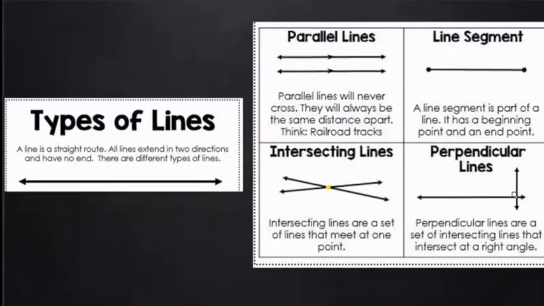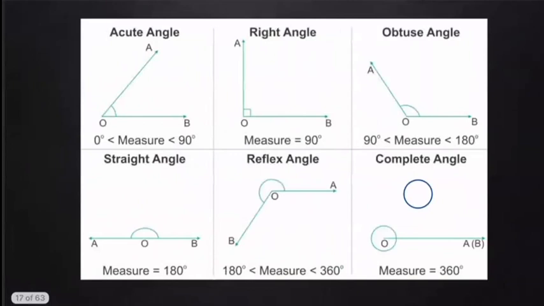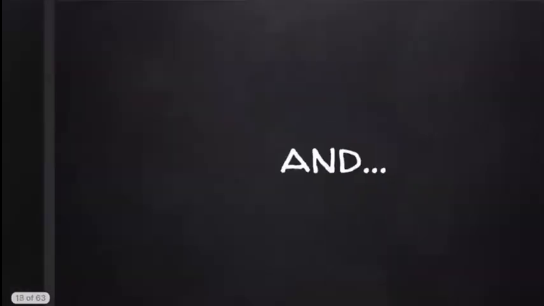So those are the 4 types of lines that are very important for you to know. These are the types of angles that are important for you to know, because all of this information, all of these key terms, if you know the definition, will definitely help you solve geometry problems.